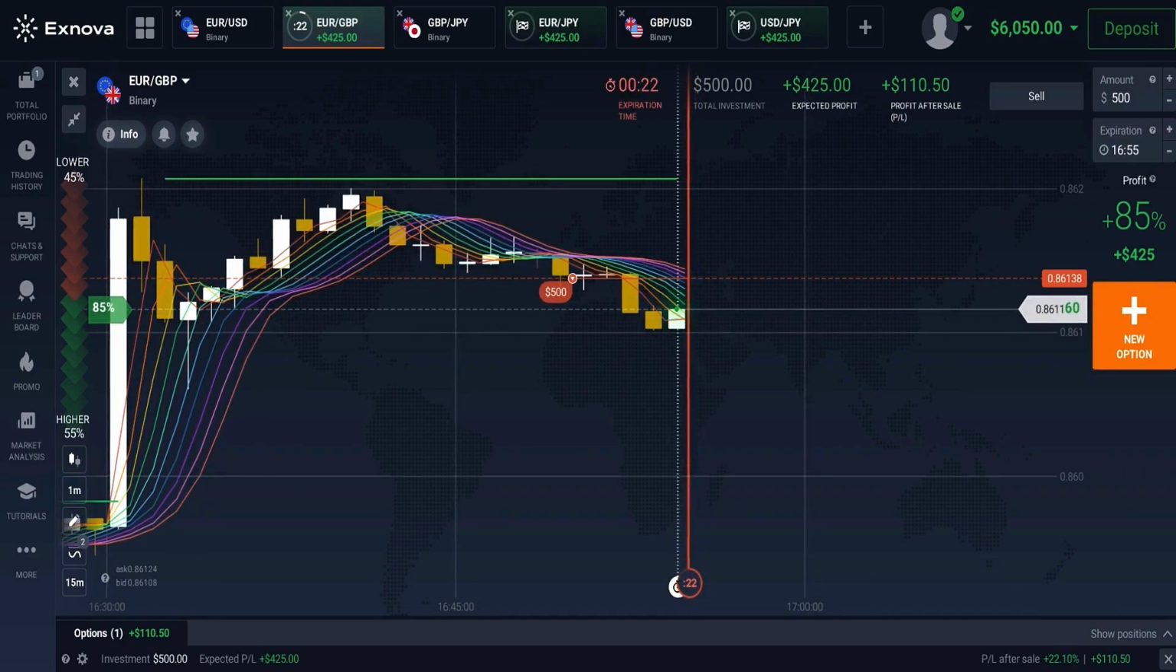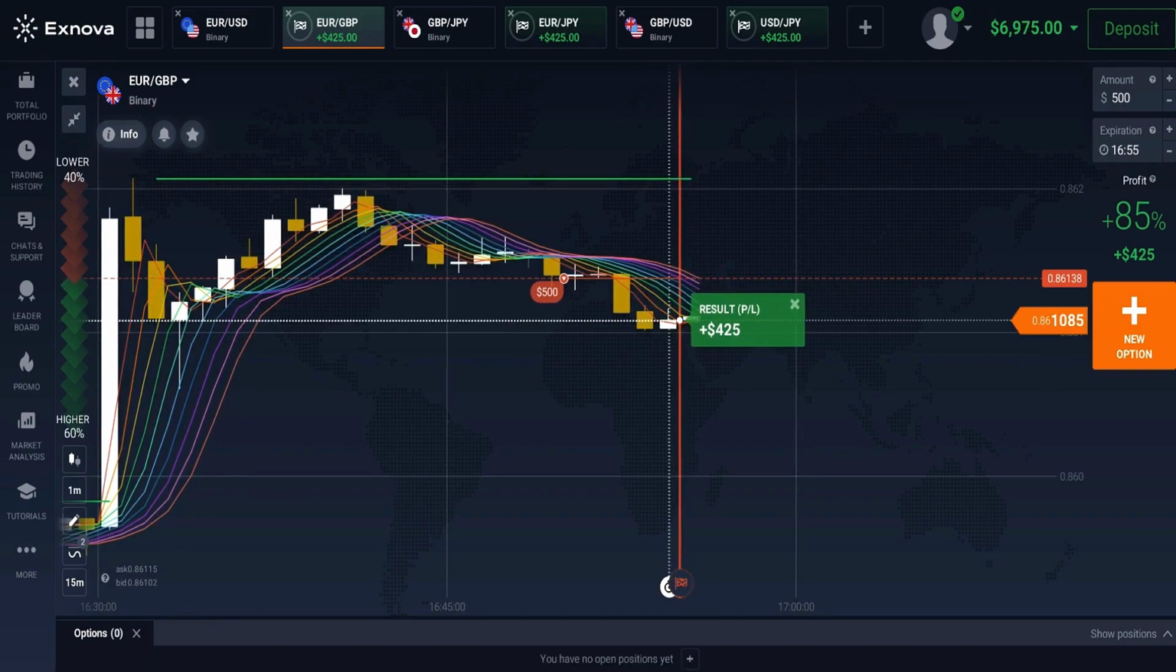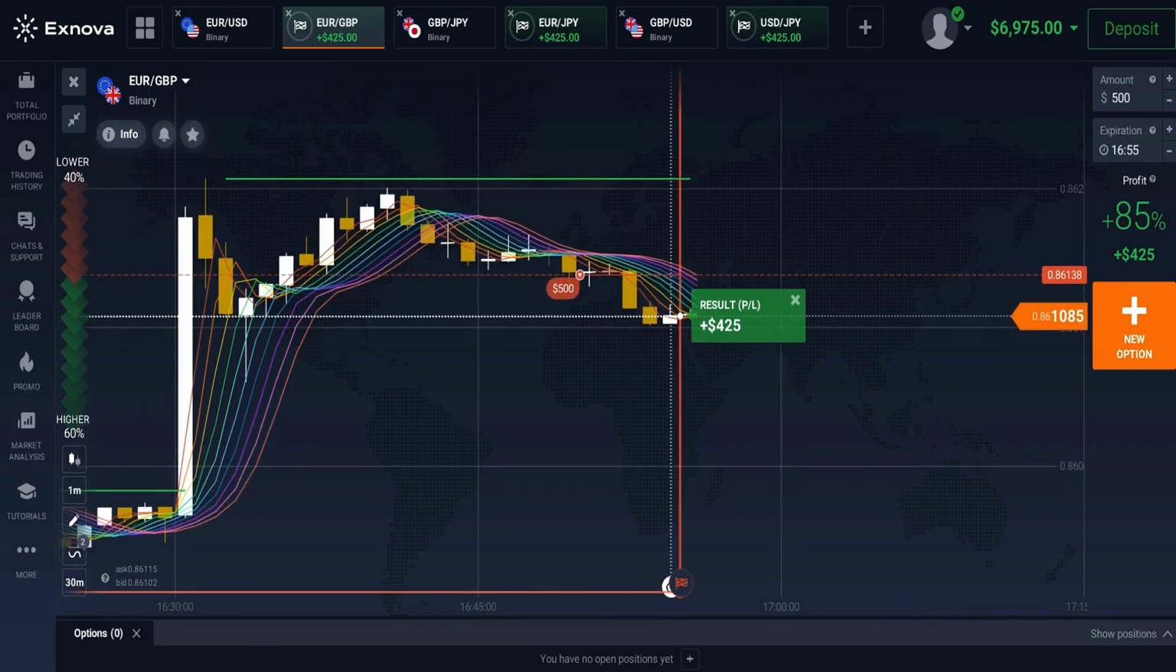Now let's wait for the trade to finish and see how it plays out. And there it is, a successful trade. You can see how well this strategy works when we follow the rules step by step. No guesswork, just clear confirmations before entering any trade.